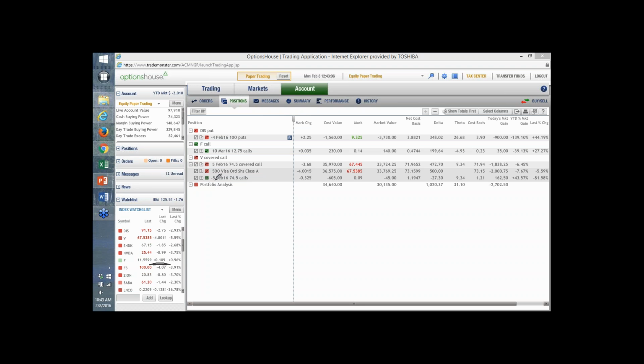Visa. We've got 500 shares of Visa. We were looking so good until today because Visa fell $4.03. We're probably going to get most of our credit of $1.19. But take a look.